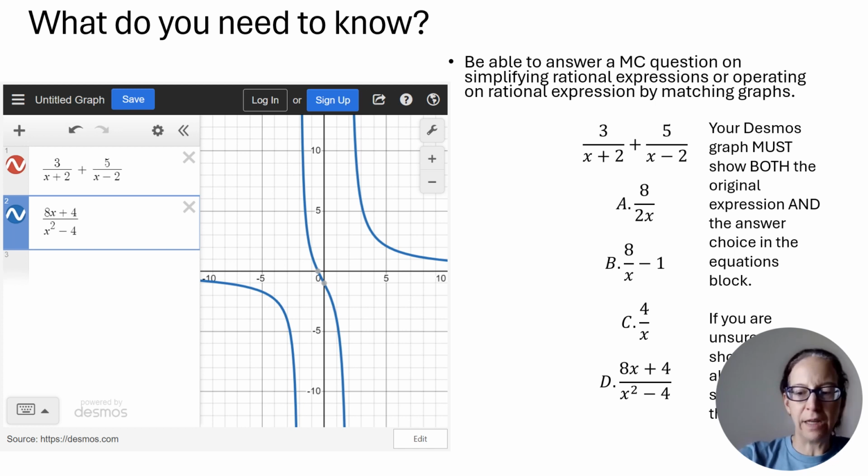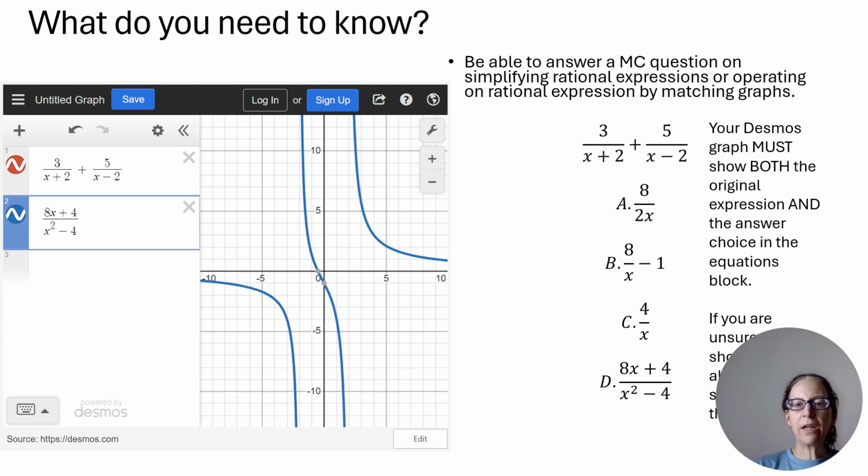The next one is 4 over x. Okay, also does not match up. Now at this point, you might feel comfortable just going right ahead and picking answer choice D, but if you have the time, D would be 8x plus 4 over x squared minus 4, and that does match up.